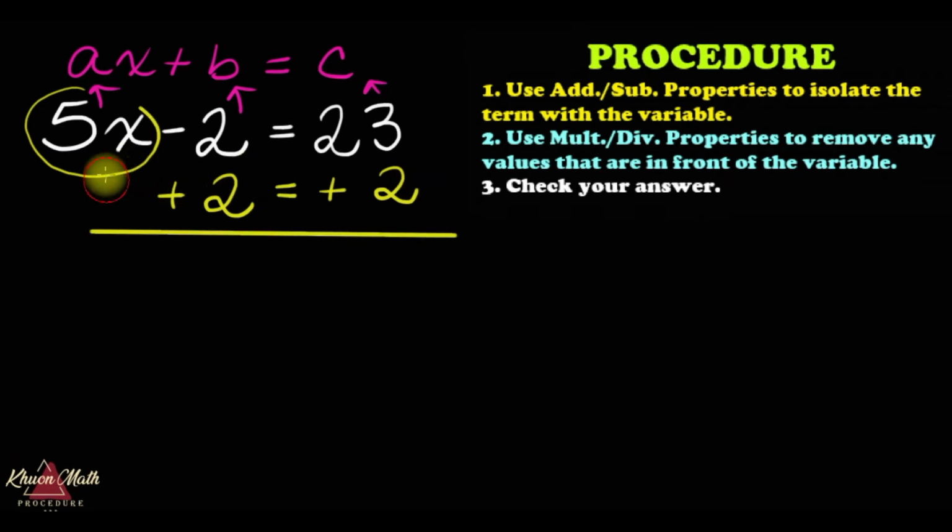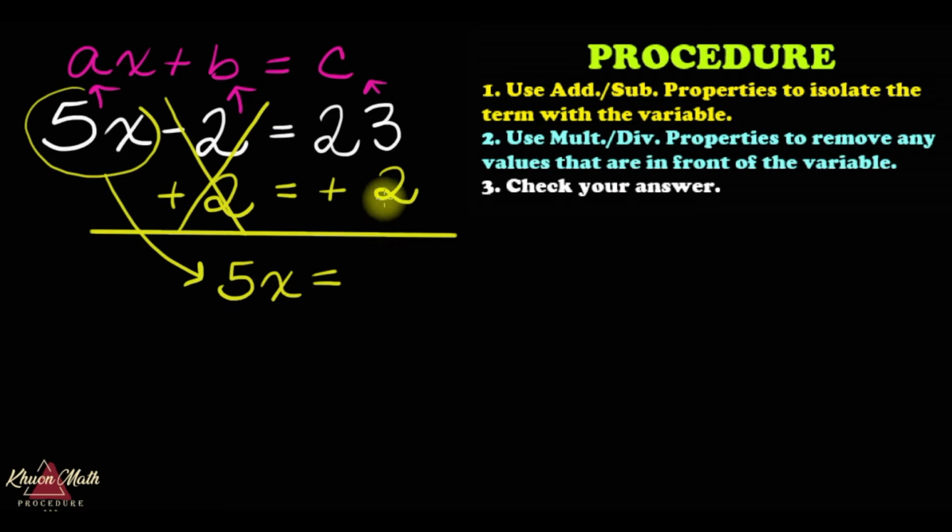So what we do here is we bring down the 5x. So 5x is, because negative 2 plus 2 is 0, so those are gone. And then on the right hand side, you got 23 plus 2. That makes it 25. So that is step number 1.